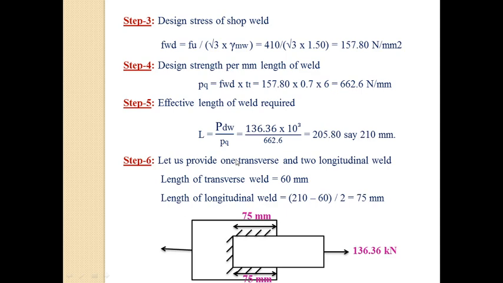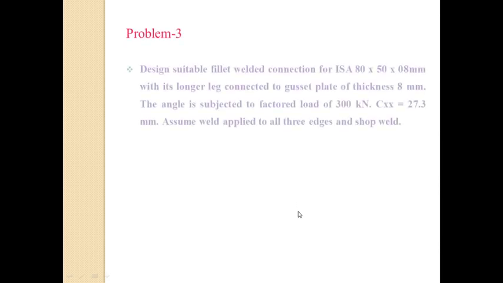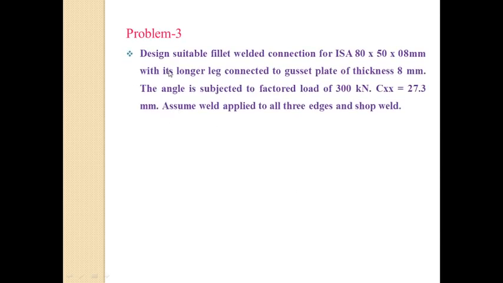So hope you understand this problem. So continue with this. Let us see problem number 3. Here the statement is given. So design the suitable fillet welded connection for ISA Indian standard angle 80 by 50 by 8 mm. Now we are looking for the angle sections, with its longer leg connected to a gusset plate of thickness 8 mm. Okay, gusset plate thickness is 8 mm.